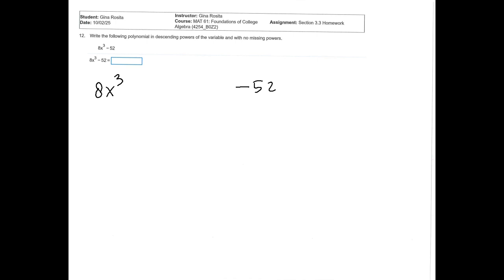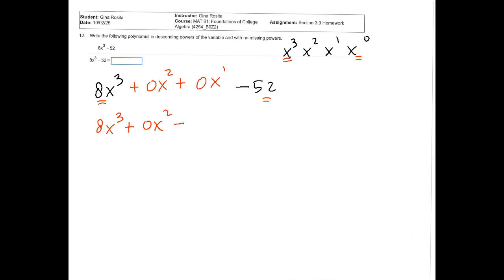Descending power of the variable when the power of the variable decrease from left to the right. Okay, so this is x cubed, x squared, x to the 1, x to the 0. Right? So now we have only this one and this one. Right? So now we need in the middle. So I just put plus 0 x squared plus 0 times x to the 1. You want to put like 1, yeah? So I just write down 8x cubed plus 0x squared plus 0 times x minus 52.